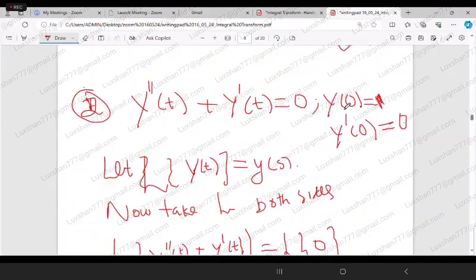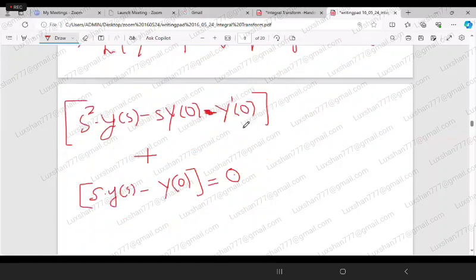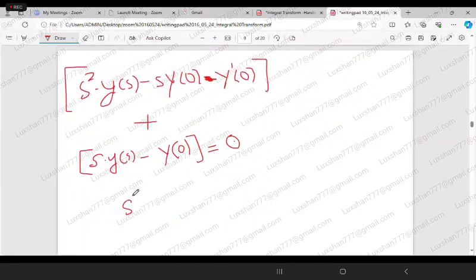But already we are given the initial conditions that Y0 equal to 1, Y dash 0 equal to 0. So if you substitute that here, we get s square y(s). This one is 1, therefore minus s into 1, minus this is 0, plus s into y(s) minus this is 1, equal to 0.